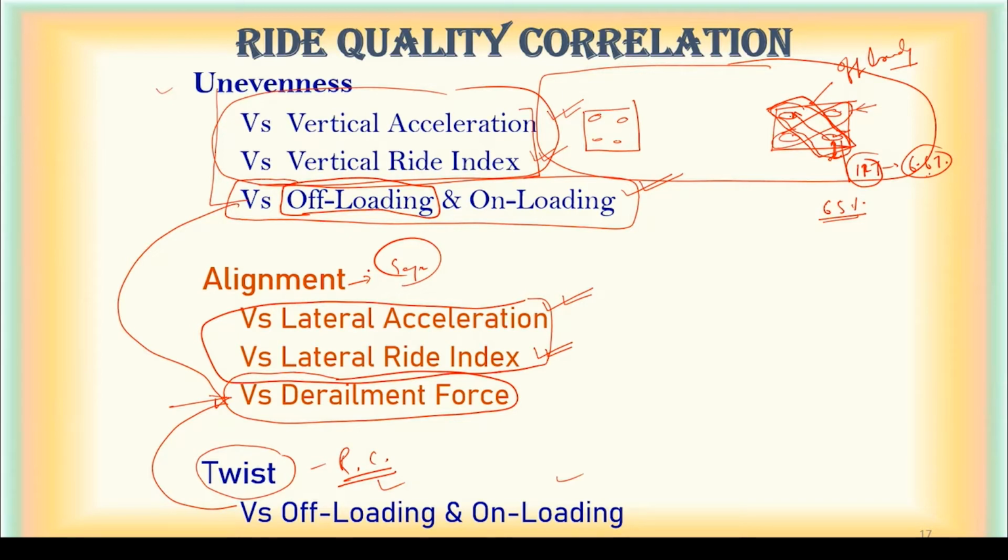Hello sir, could you explain unevenness once more, the offloading one? Unevenness, you see, I am explaining the offloading one. These are two rails, okay? Say this rail is a little bit down here.